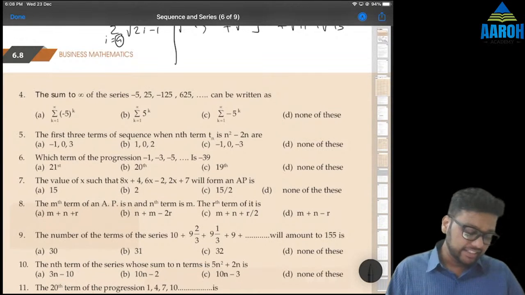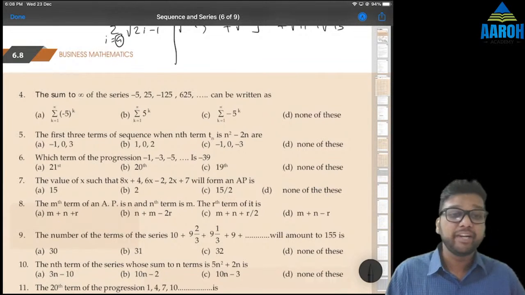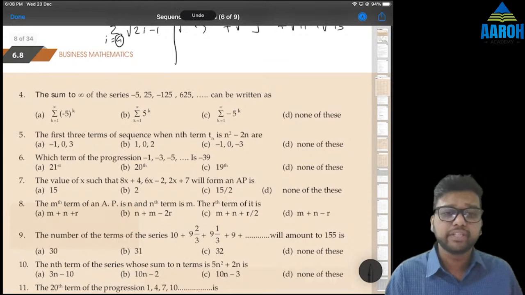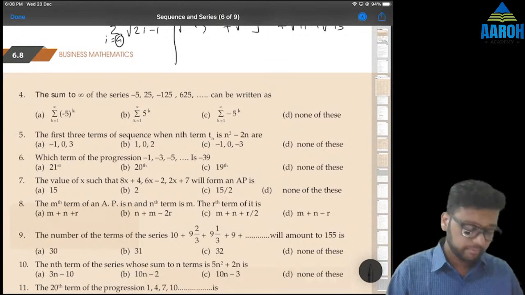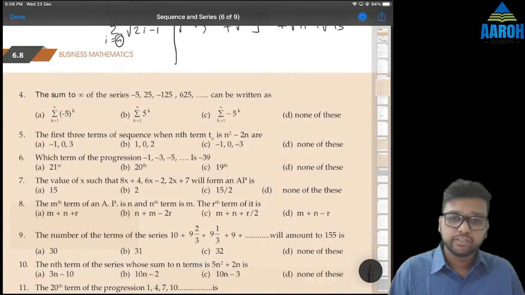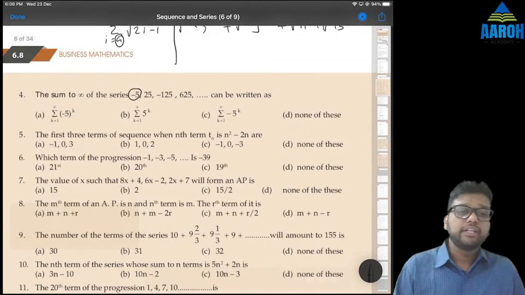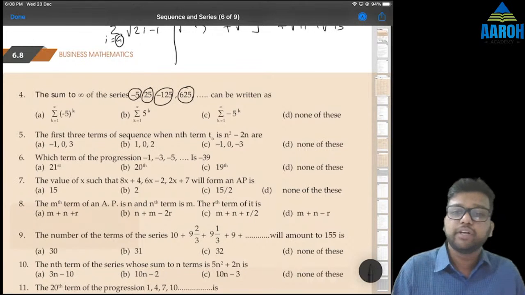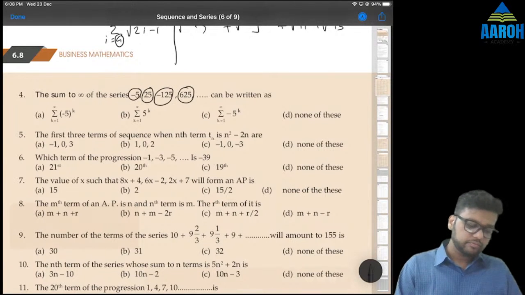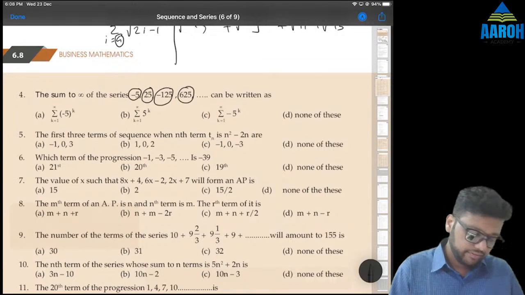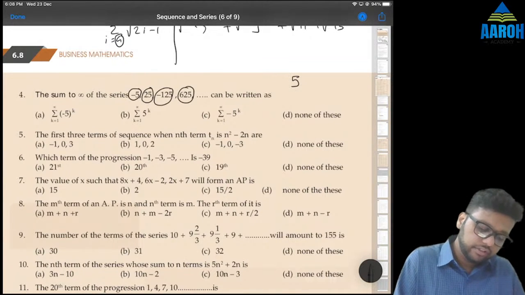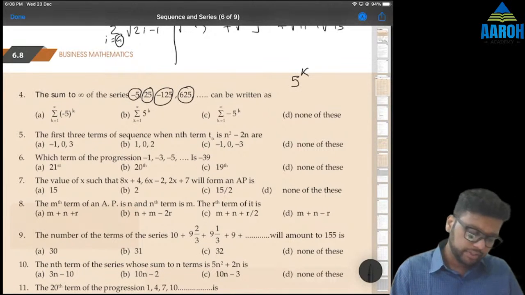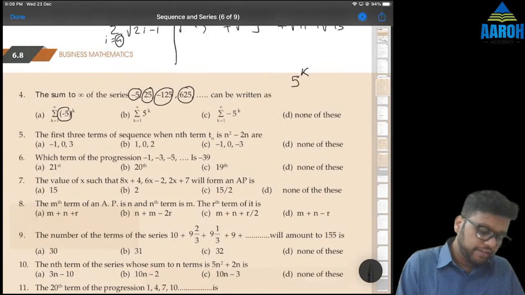Fourth. The sum to infinity of the series, this can be written as. Now again this is a GP question, but we can solve it using the summation sign, no issues. They are not asking for the actual sum. So once again, how can we write summation? Our first term is minus 5, second is 25, minus 125, 625 and so on. That means we should have powers of 5. Okay, so it should be 5 raised to something. Let's say 5 raised to k. They have given k in the options, right? And if we go by options, then minus 5 raised to k.